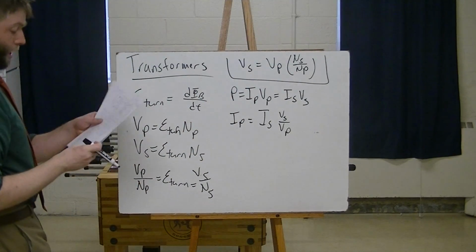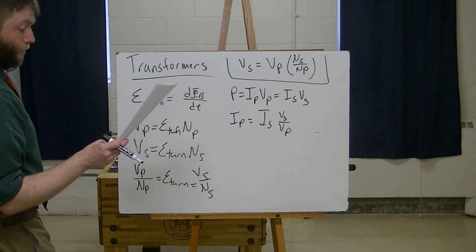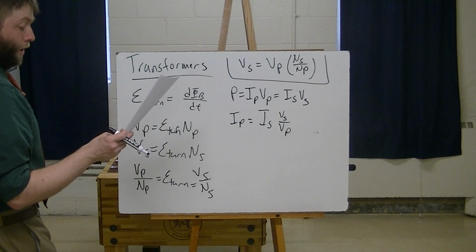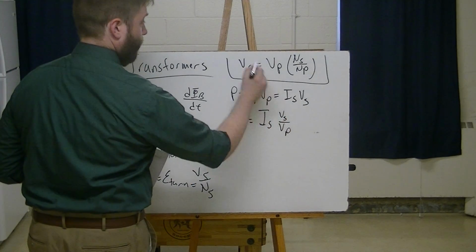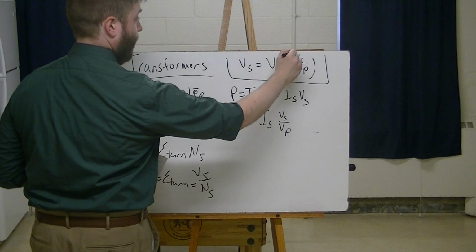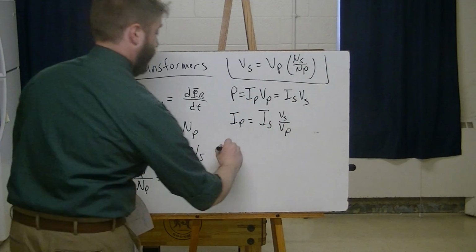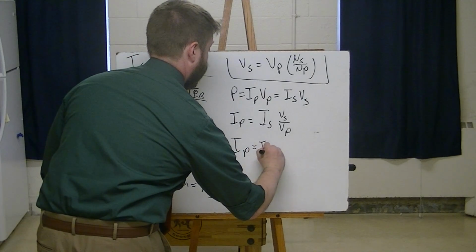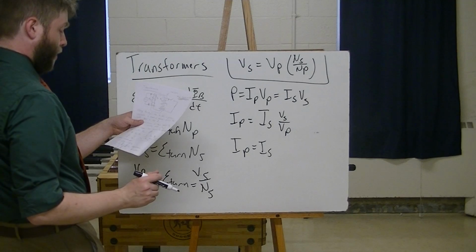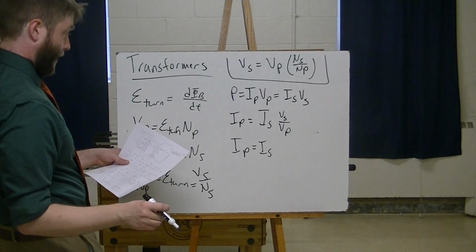If I solve this the other way, it probably would have been easier to just do V_S, but that's neither here nor there. So let's use V_S right here, so that's going to be V primary times N secondary over N primary. So the V primary is going to cancel out, and that means that the primary current is going to be equal to the secondary current multiplied by N primary over N secondary.